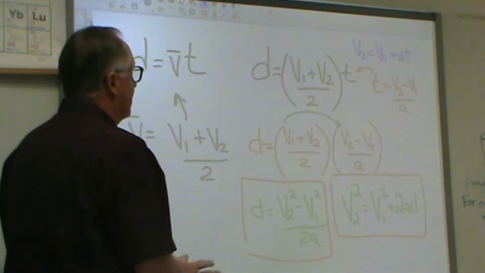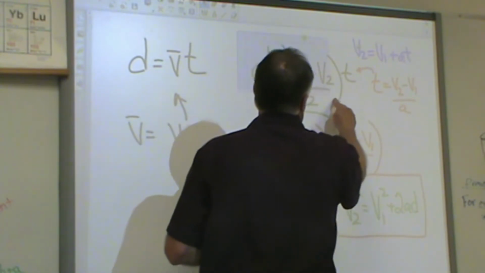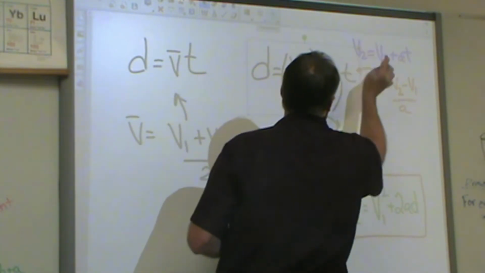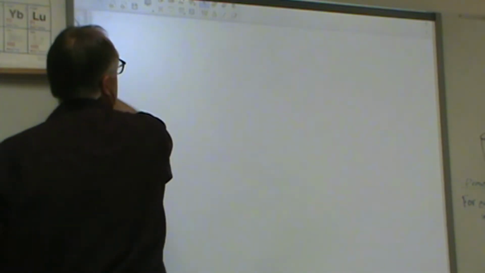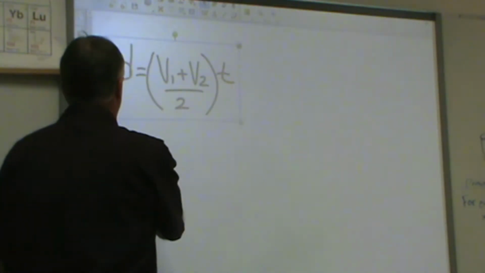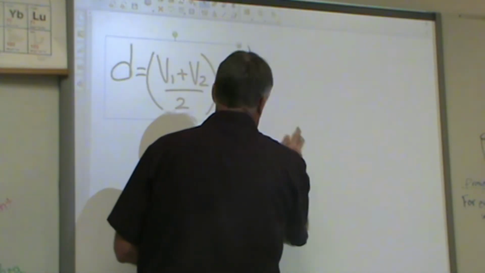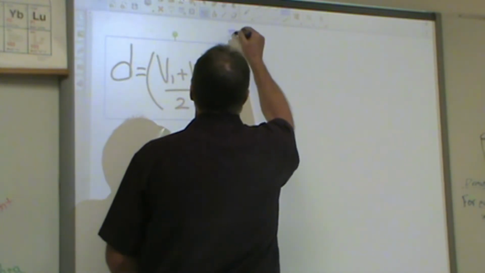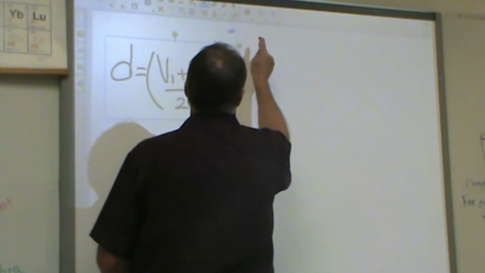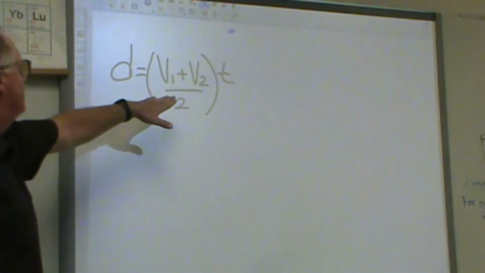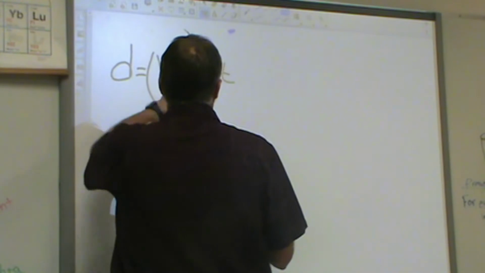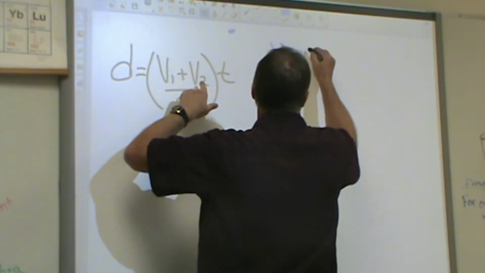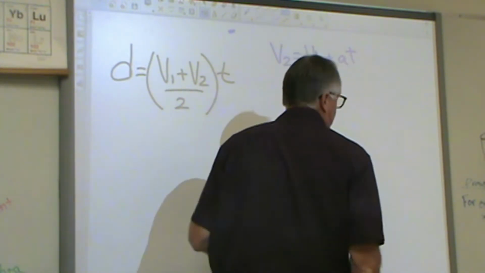Now we have one more to do. We're starting from here. This is just average velocity times time. Displacement equals average velocity times time. Same place. But we also know that V2 equals V1 plus AT. You should have put that on your formula list already.